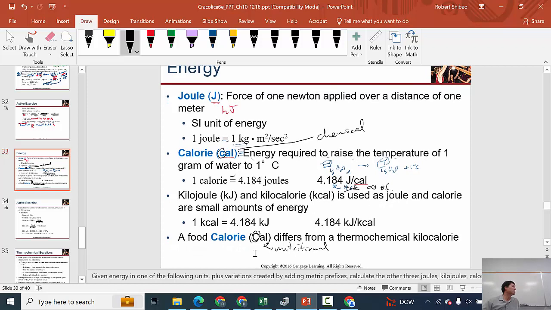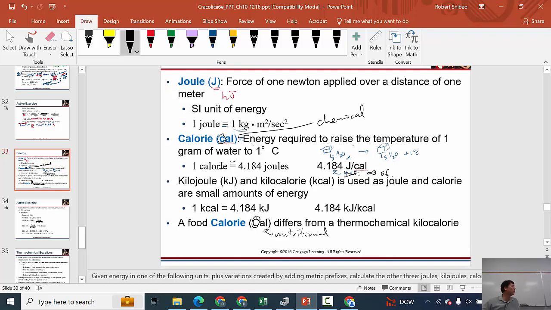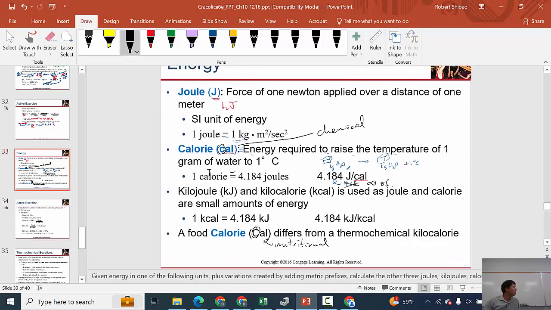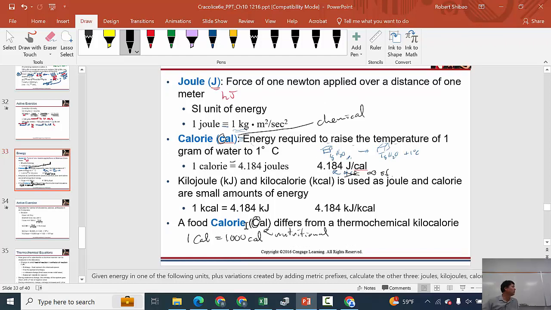And therefore what they did was they changed it. Now 1,000 chemical calories is 1 nutritional calorie, so a food calorie is equivalent to 1,000 chemical calories. And so 1 food calorie with a capital C is equal to 1,000 chemical calories with a little c. We're not really going to do much with the food calorie. We're going to be talking about chemical calories, pretty much. There are a couple of homework problems with food calories in there, so be aware of that.